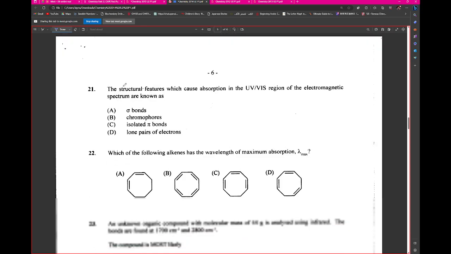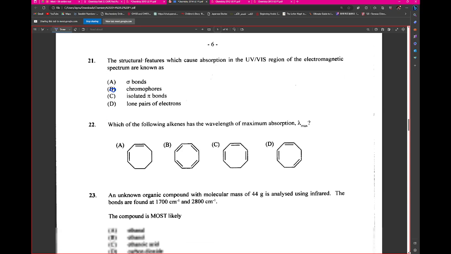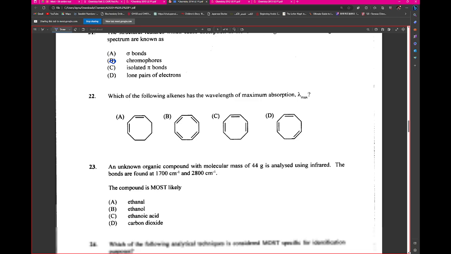21 now. The structural features which cause absorption in UV spectra are known as B, chromophores. And it creates a bathochromic shift, which would be a blue shift, right? Wait, hold on, it would be red shifting, isn't it? No, never mind, I'm going to have to review that. But it's a bathochromic shift.